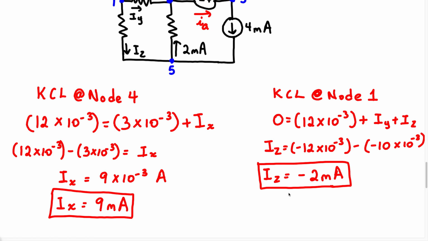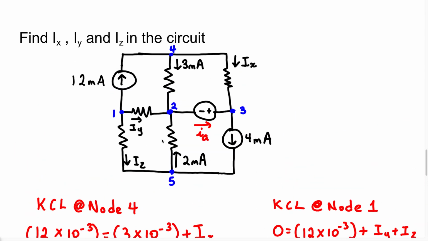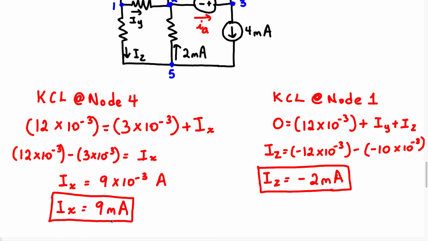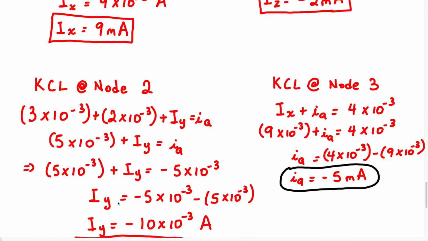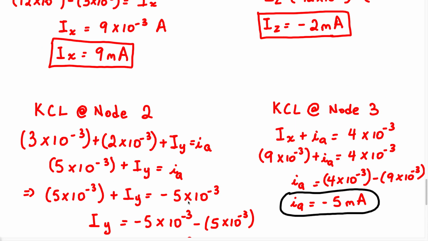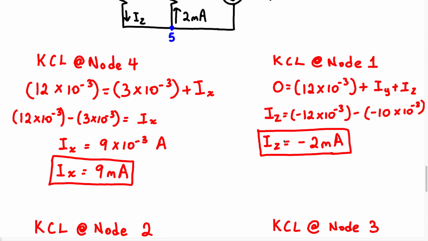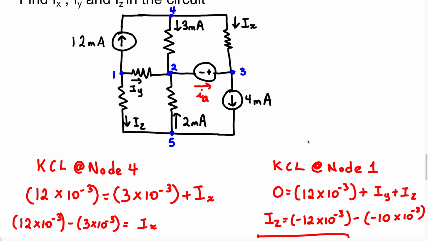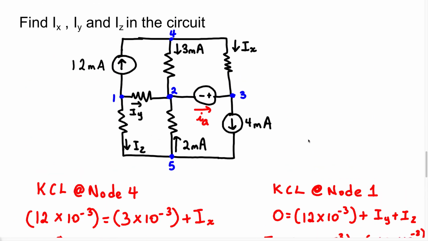Now that we have solved for IZ, we have successfully completed this problem. We found the current IX, which is 9 milliamps. We found the current IY, which was negative 10 milliamps. And we found the current IZ, which was negative 2 milliamps. So this is how you solve this type of problem. Once you have a situation where you have an essential node, you can always use Kirchhoff's current law to find a current in a branch that is attached to that node. So just remember Kirchhoff's current law. The total current entering a node is going to equal the total current leaving a node.